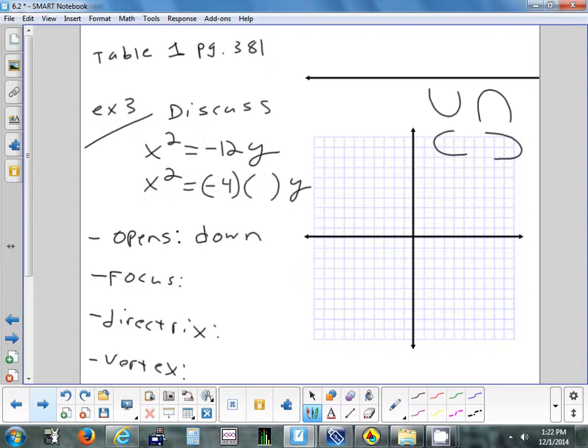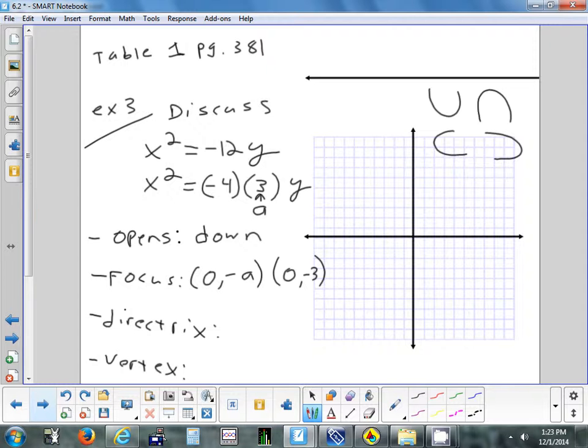All right, so we know it opens down. What was a here? 3. Okay, that's a. So now the focus. Let's look up the formula. It says use 0, negative a. So what's my focus going to be? Yep, it does switch around. 0, negative 3. So before we had a 0 for y. Now we've got a 0 for x. It's because the parabola has been turned a different way.